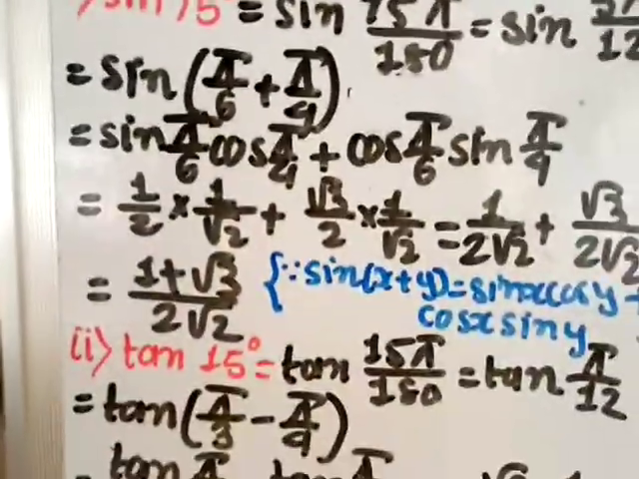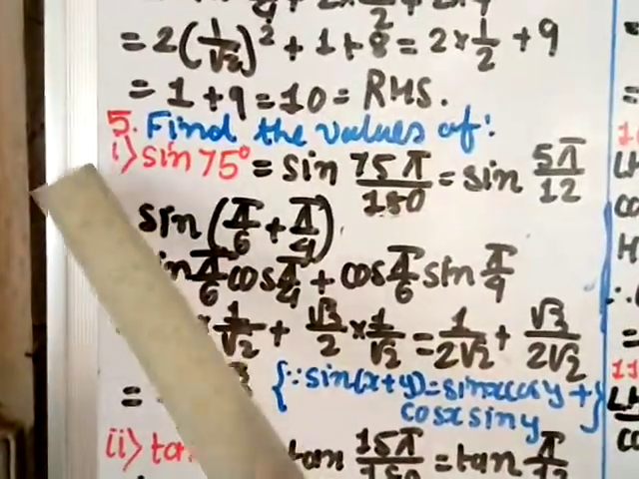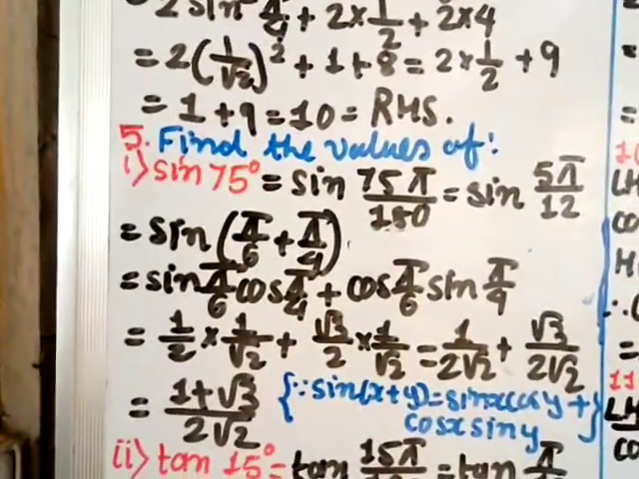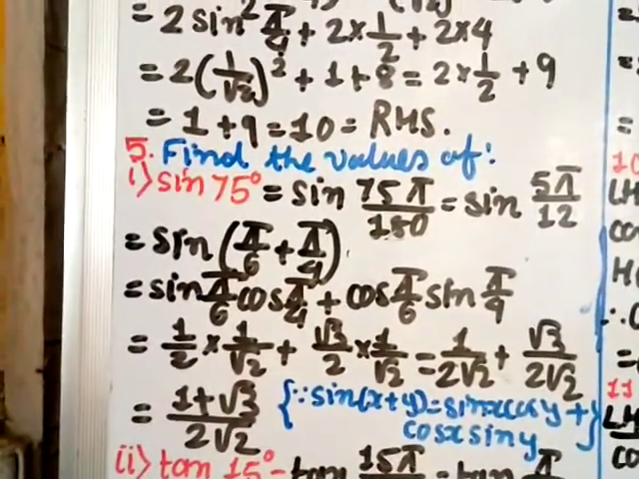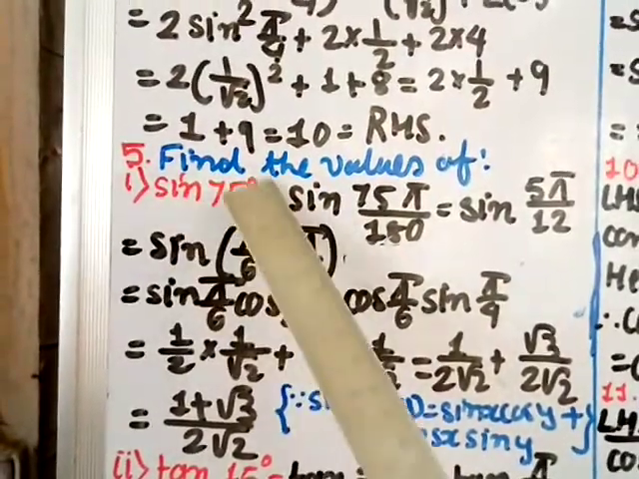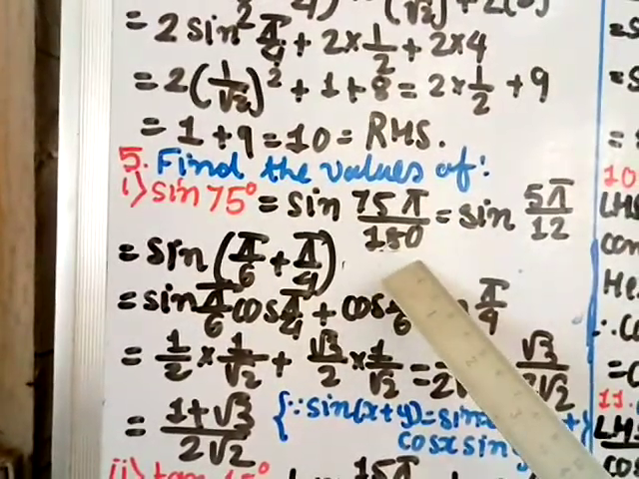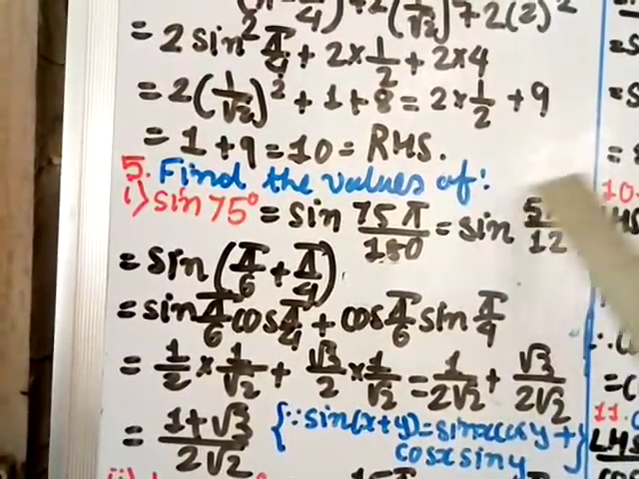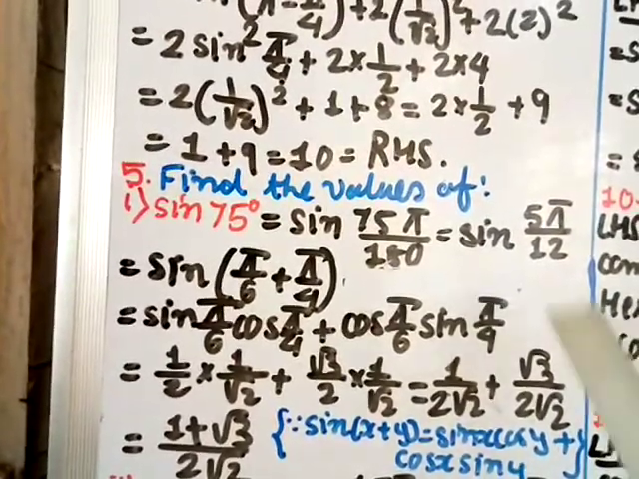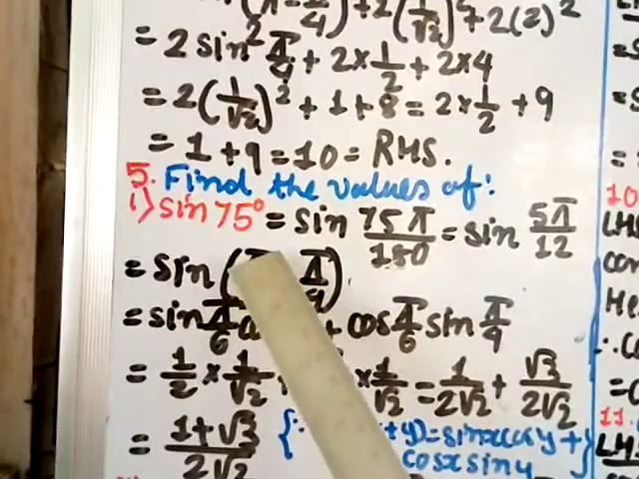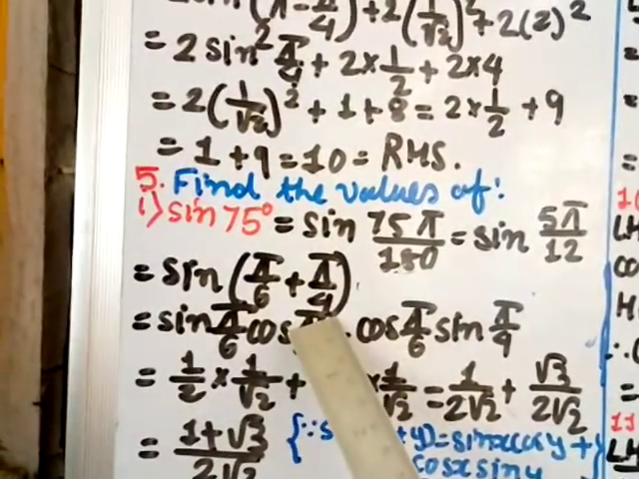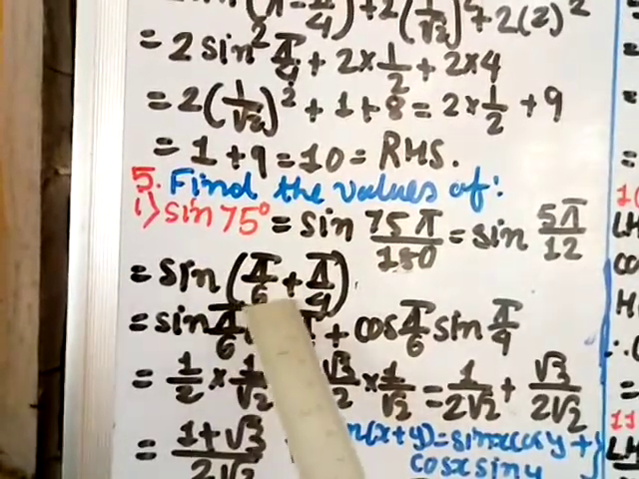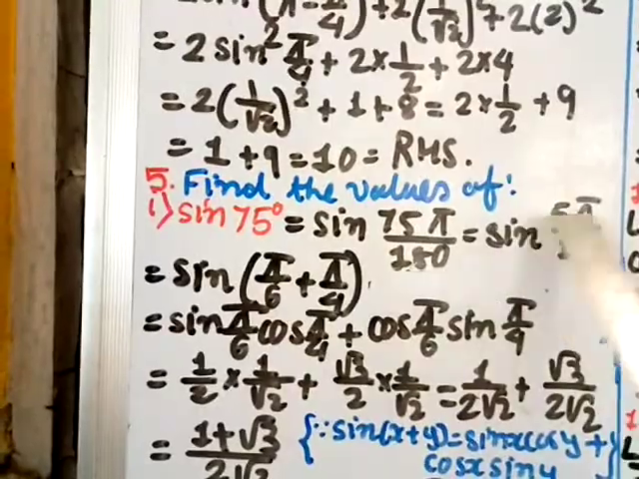Question number 5. Find the values of number 1 sine for 75 degree. So I'll convert first into radian. Okay, you can do directly also, but I will convert into radian. So I'll write sine. To convert into radian, 75 degree you multiply by pi by 180. Okay, and when you cut by 15 you get 5 pi by 12. Now 5 pi by 12 I have to divide into two values. Okay, so I can divide this 5 pi by 12 into pi by 6 plus pi by 4. So pi, if you take LCM is 12. Okay, so you need to multiply here 2 plus here 3. So 2 plus 3 gives you 5 pi by 12.